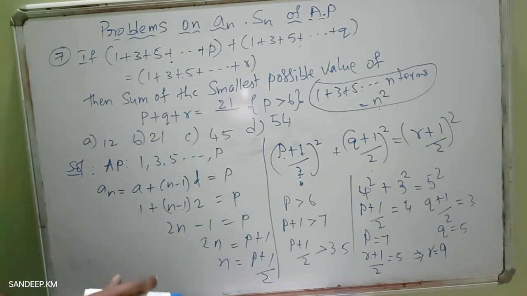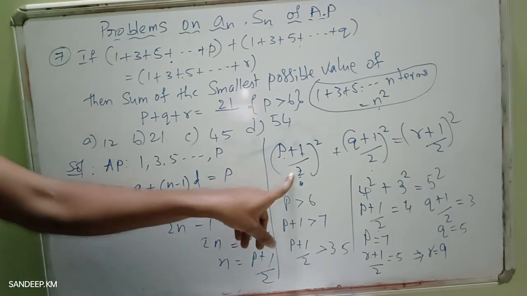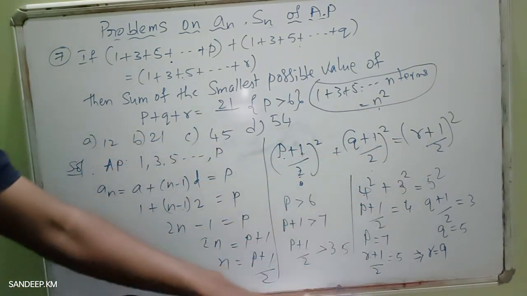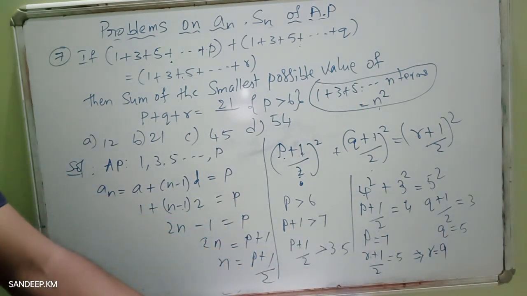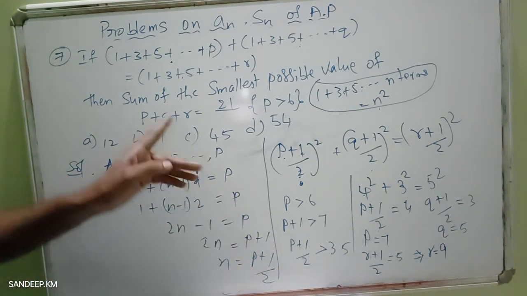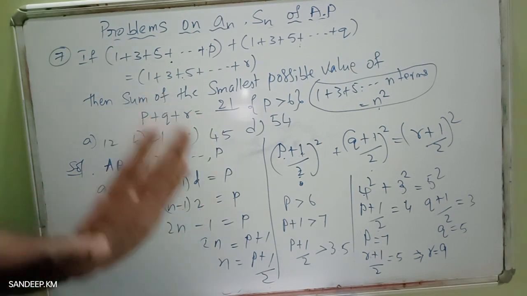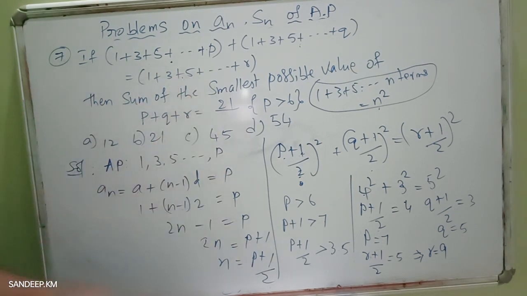Got it? We have so many other Pythagorean triplets. For example, if you take 6 square plus 8 square is equal to 10 square, then we will get a different value of p plus q plus r. So for different Pythagorean triplets, we will get different p plus q plus r values. Out of that, the smallest is 21. Okay, so it is option B.